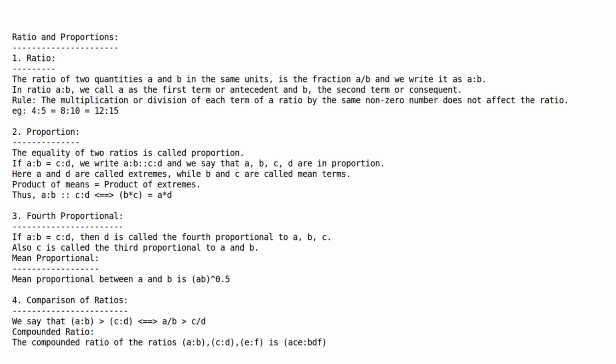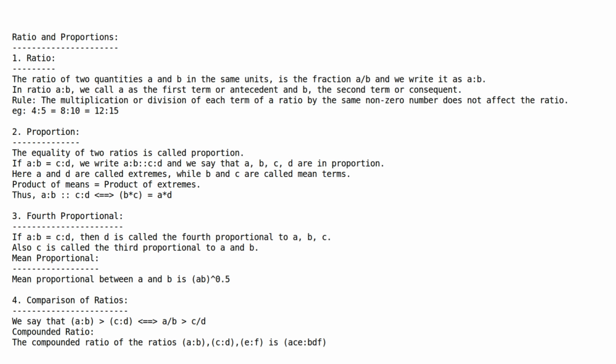Next one, proportion. The equality of two ratios is called proportion. If A is to B is equal to C is to D, we write A is to B double colon C is to D, which is the notation to denote proportion. If it satisfies the condition, we say that A, B, C and D are in proportion.